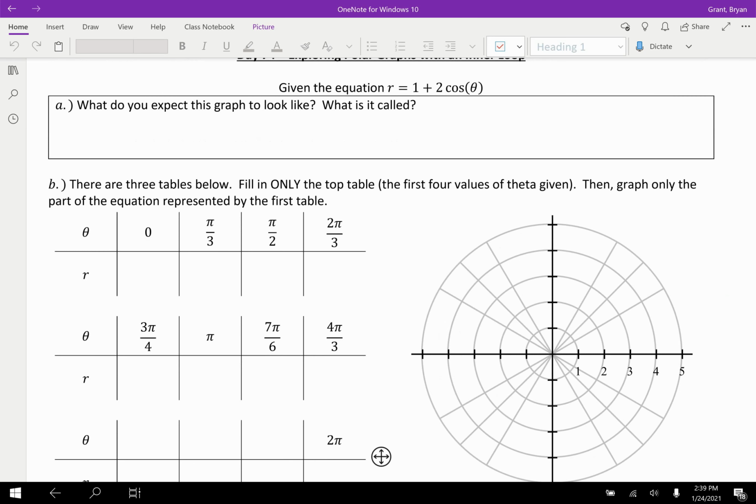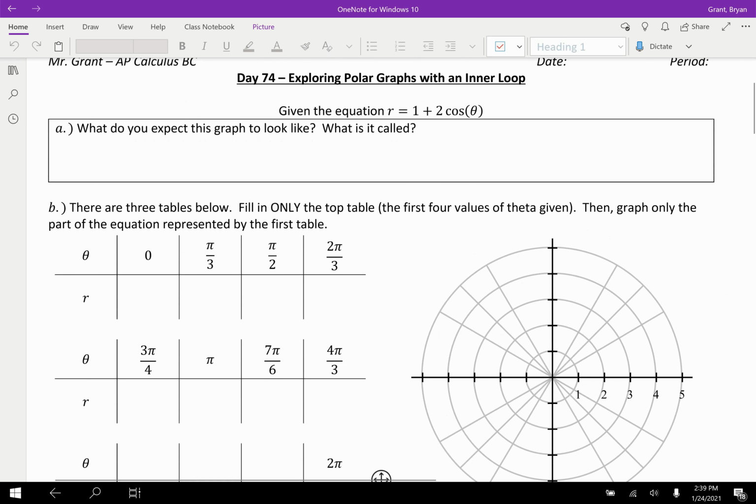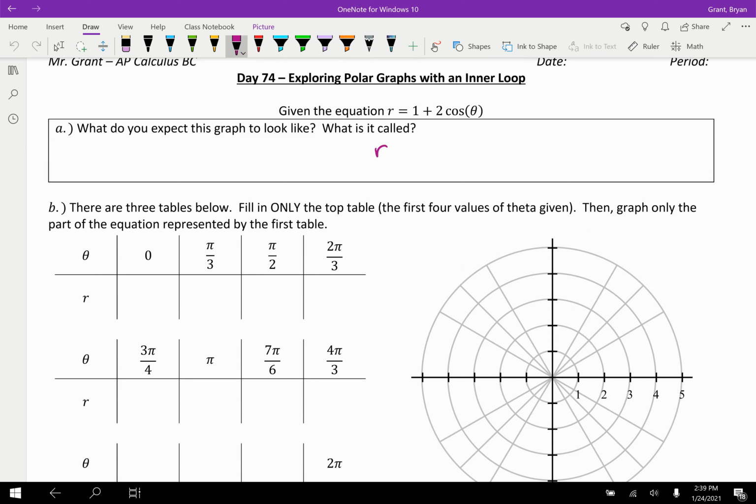Well, hopefully you already know what it's called because you looked at the title. We can be a little bit more specific. This general format, when you have r equals a plus b times a trig function of theta, though really it's sine or cosine, is always of the style of a limaçon.